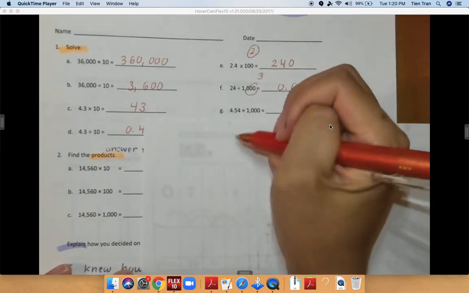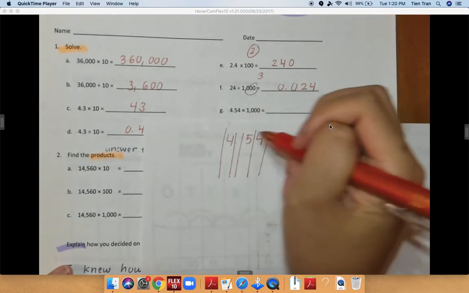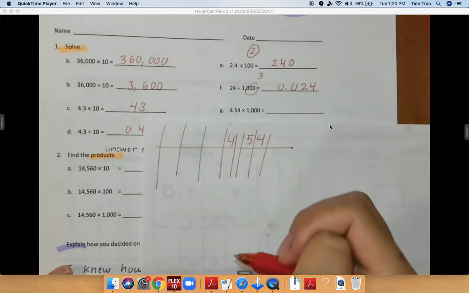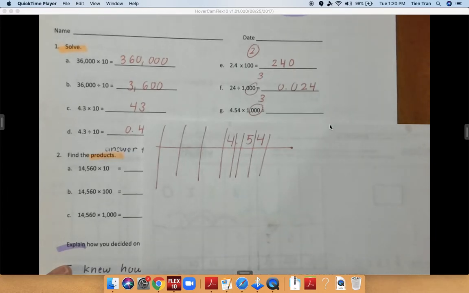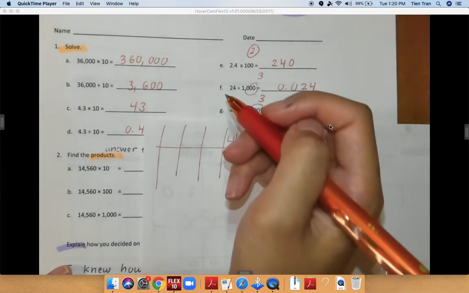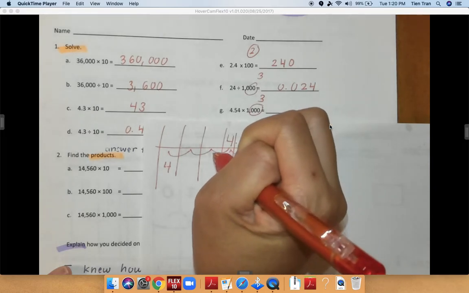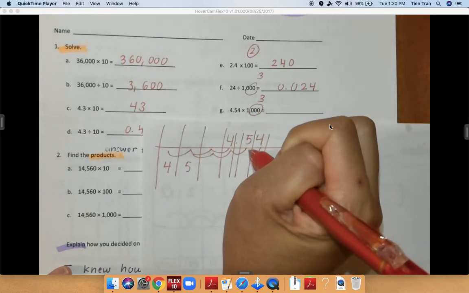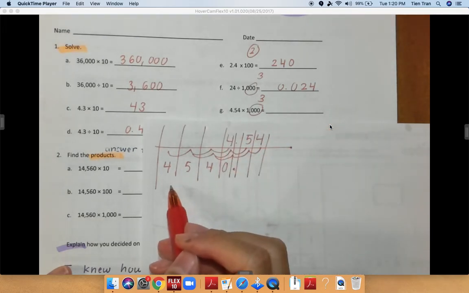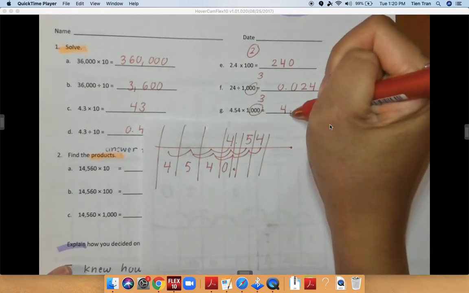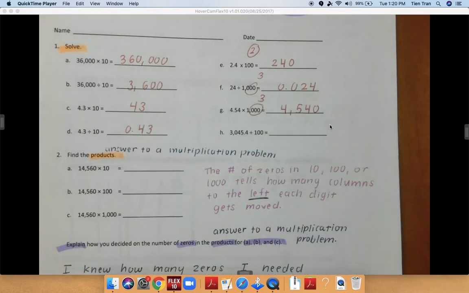Now the next problem we have is 4.54, and they ask you to multiply it times 1,000. So that means that my number is going to increase by 3. So it's going to move three columns over to my left. 1, 2, 3. So I have 4, and I'm going to do the same thing to 5. 1, 2, 3. I'm going to do the same thing to 4. 1, 2, 3. Okay, so I have my 0 that goes right there. My new number is 4,540.